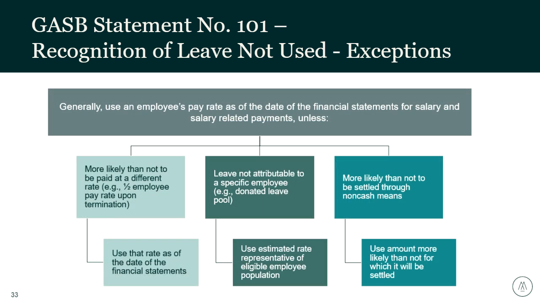The standard also establishes guidance for measuring the liability for leave that has not been used by generally using an employee's pay rate as of the date of the assignment. There is an exception, more likely than not, to be paid at a different rate, and you would use that different rate. But for most situations, you would use the pay rate as of the date of the financial statement. A liability for leave that has been used but not yet paid or settled should be measured at the amount of the cash payment or non-cash settlement to be made.